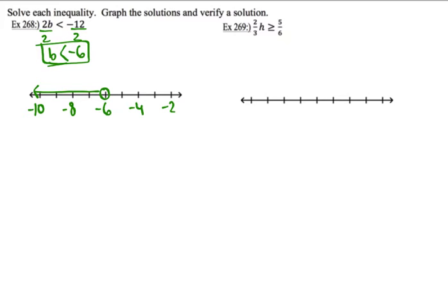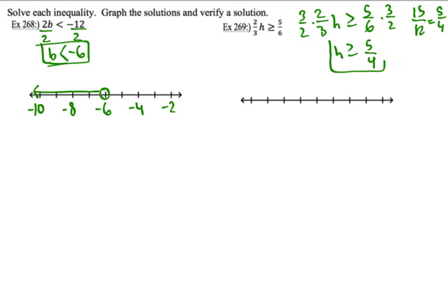Example 269. 2/3 h is greater than or equal to 5/6. I need to multiply both sides by the reciprocal of 2/3, which is 3/2. Because I'm multiplying by a positive number, I don't have to worry about switching the sign. 5 times 3 is 15 over 6 times 2, 12, and 15/12 does reduce to 5/4, or 1.25, but I'm going to leave it as a fraction, 5/4.